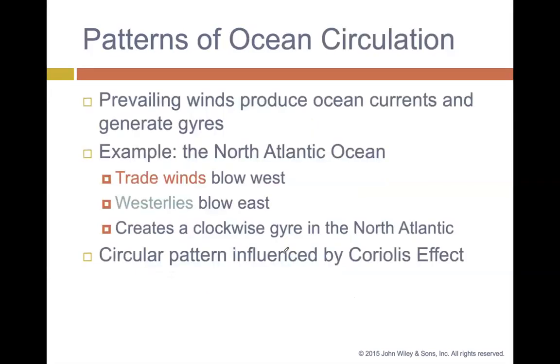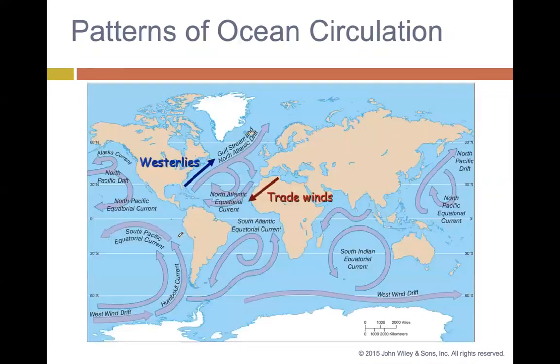Patterns of ocean circulation. So prevailing winds actually produce ocean currents and generate gyres. For example, in the North Atlantic Ocean, trade winds blow west, westerlies blow east, and this creates a clockwise gyre in the North Atlantic Ocean. And the circular pattern is also influenced by the Coriolis effect. So this is really interesting to see patterns of ocean circulation due to trade winds and westerlies.